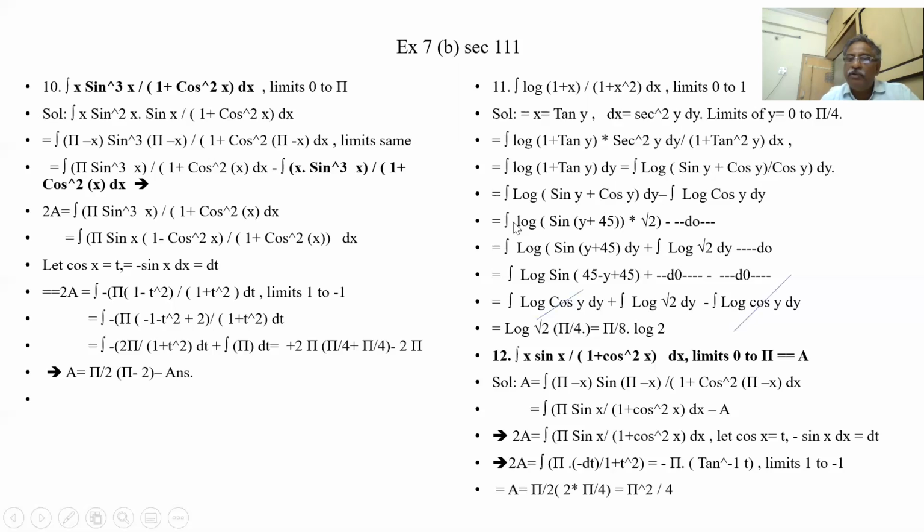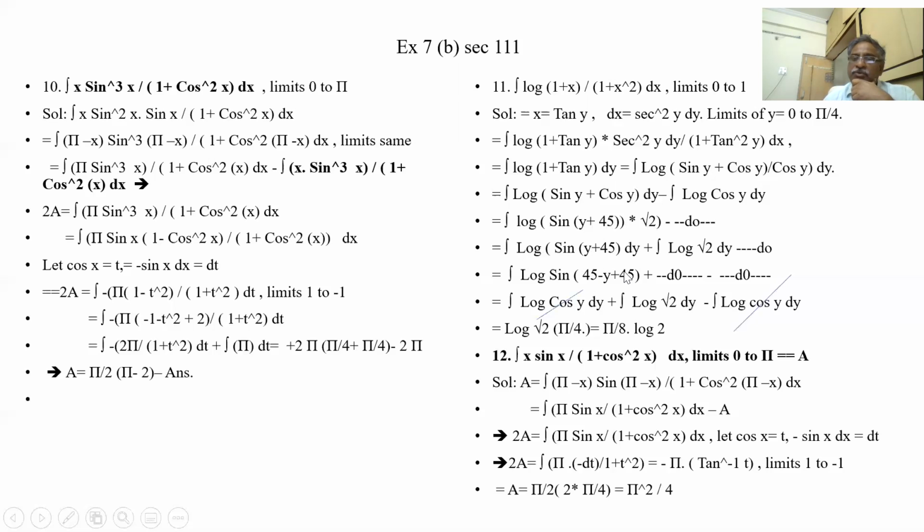So what are the limits here? When x is 0 to 1: x is 0, tan y is 0, y is 0. When x is 1, y is pi by 4. So limits are 0 to pi by 4. So here again, log a plus log b, log a plus log root 2 dy. This is only a constant, so log root 2 into y. Now, removing the integral, since limits are 0 to pi by 4, I am adding pi by 4 in place of y, putting pi by 4 minus y.